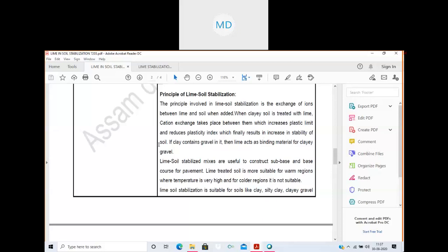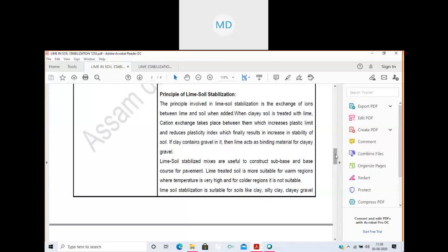So this line you mark, okay. When the reaction takes place and lime is added to the soil, the plastic limit increases, and obviously when the plastic limit increases, the plasticity index will decrease, which will result in an increase in stability of soil. If clay contains gravel, then lime acts as a binding material for clayey gravels.